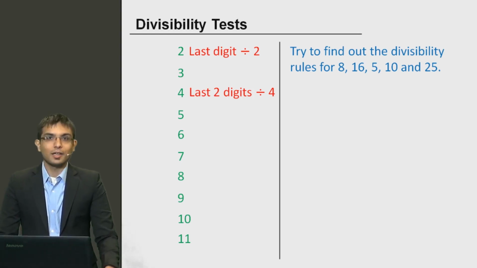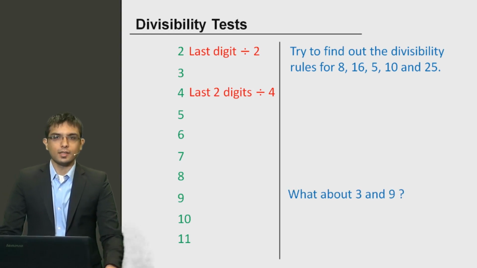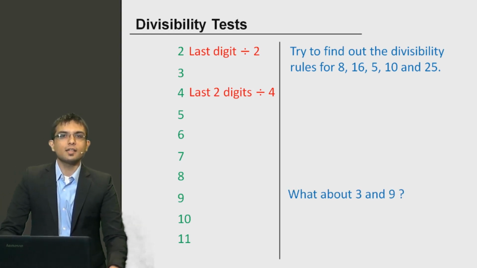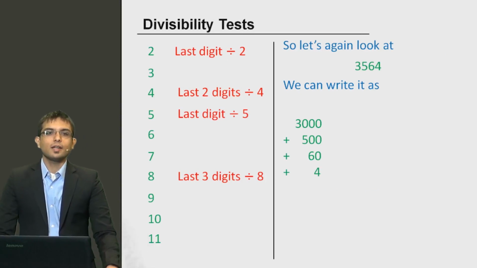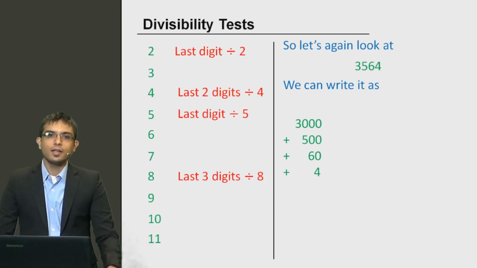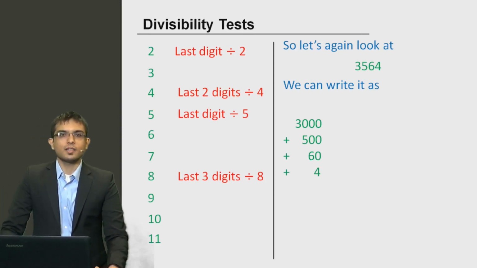Okay, now let's think about 3 and 9. If I have to divide a number by 3 or 9, how can I do it? So let's take the same number, 3564. Now 3564 can be written as 3560 and 4, the summation of these.